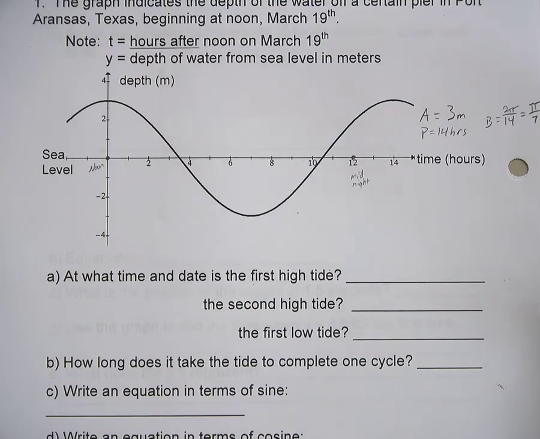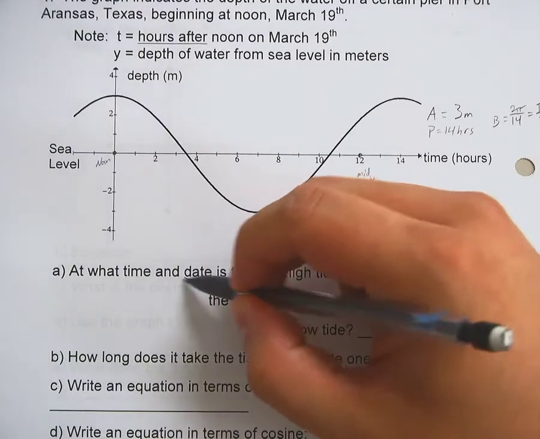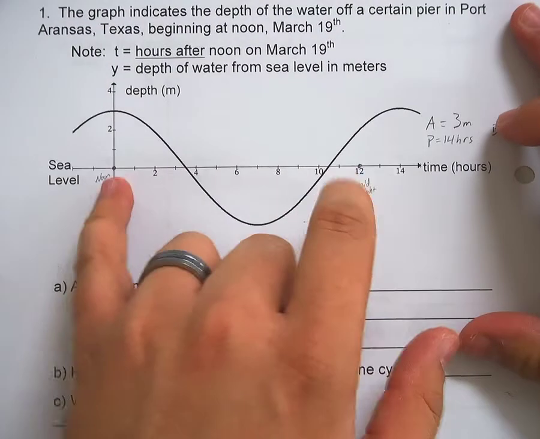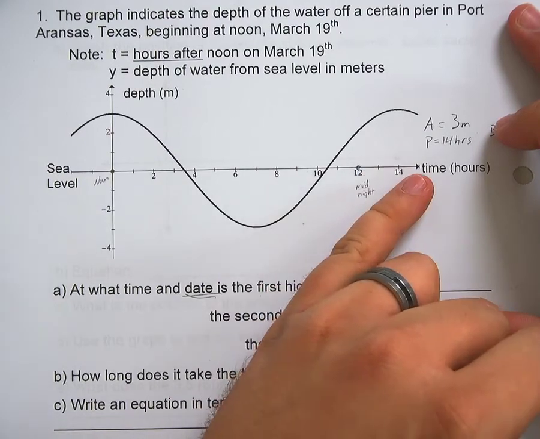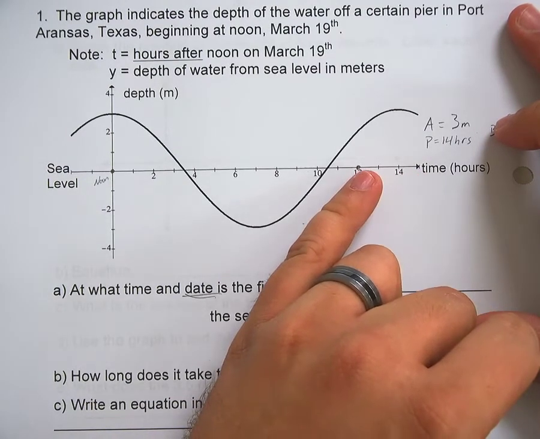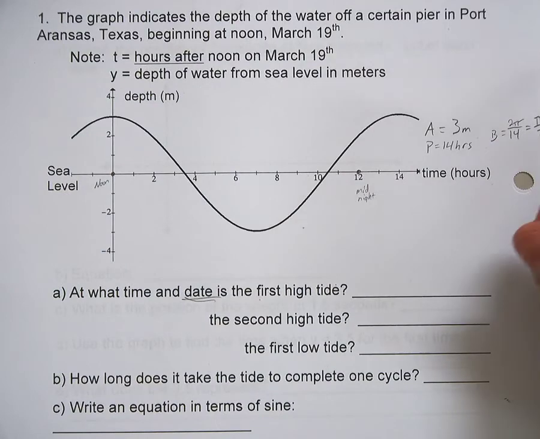First one here: at what time and date is the first high tide? Now notice they are asking for my date here as well, so that's important. Obviously after midnight, this is a new date. This is a different day. This is no longer March 19th, this is March 20th. So at what time and date is the first high tide?